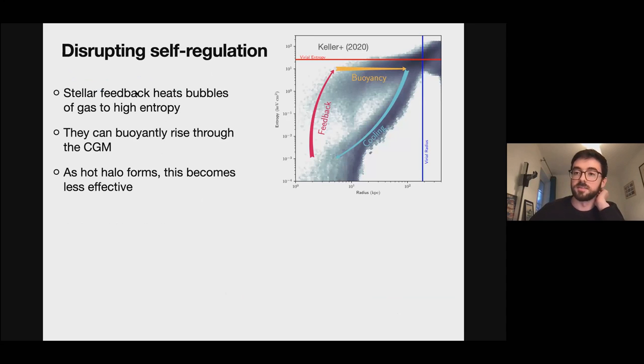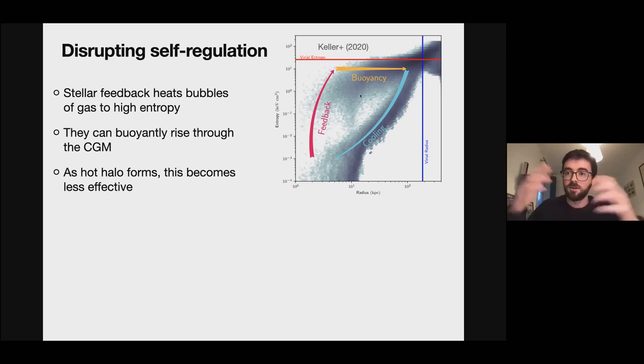So in lower mass systems, while they're merrily star forming, you can think of it as the process of getting gas away from the center with the star formation driven outflows essentially. So in this nice plot by Ben Keller, which is of entropy versus radius, you can imagine stellar feedback essentially inflating high entropy bubbles of gas in the center of the system. And then these can kind of buoyantly float out into the CGM, and then they may either leave altogether or they may radiatively cool back down and replenish the interstellar medium again in a fountain flow.